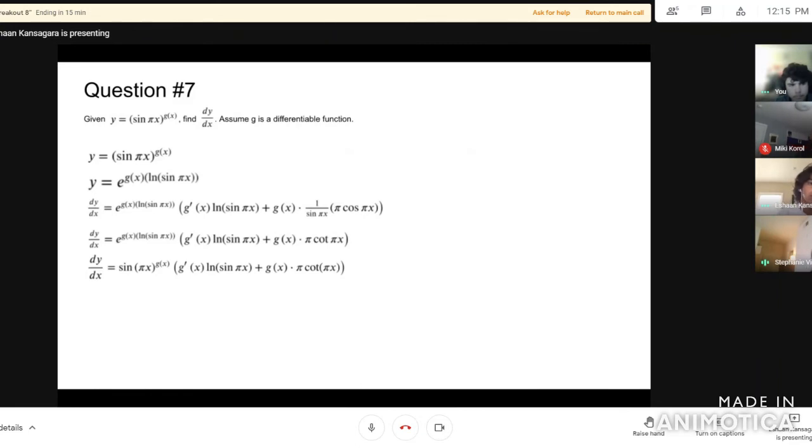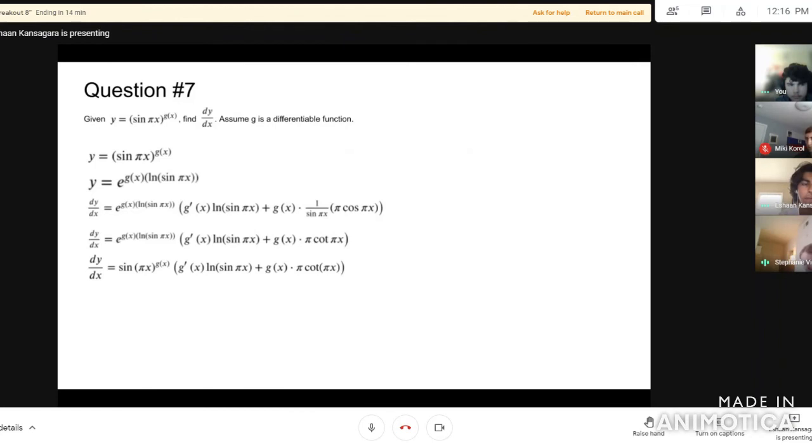So you get e to the g of x natural log sine pi x, and then on the right is all the product rule: g prime of x ln sine pi x plus g of x times 1 over sine pi x times pi cosine pi x. There's 1 over sine pi x because when you take the derivative of natural log, it's 1 over that thing. And then the right side combines into pi cotangent of pi x. And then you can simplify the e to the g of x natural log sine pi x to just sine pi x to the g of x. And then just simplify your answer as much as possible.